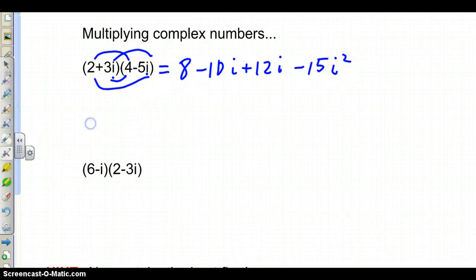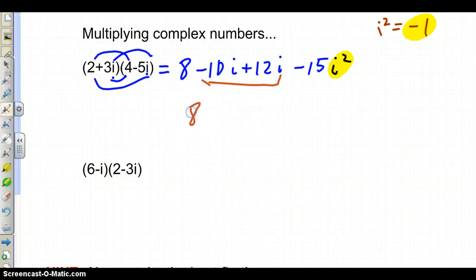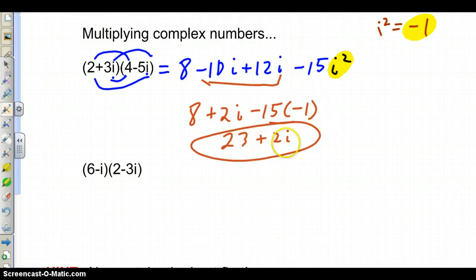Well, one of the things, if you're paying attention earlier, is we know what i squared is. i squared is always negative 1. Right, so I can replace this with this, and that's going to help us out here. So let's simplify this a little bit. These go together nicely. We get 8 plus 2i minus 15 times negative 1. Well, you're subtracting a negative there, so you're really adding a positive. So we have 23 plus 2i. And that's our complex answer after we multiplied two complex numbers.